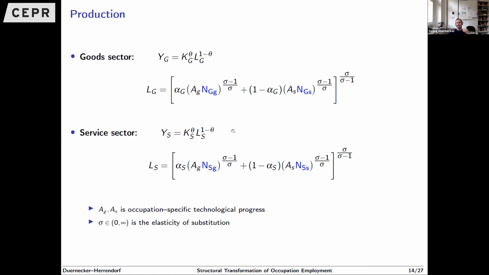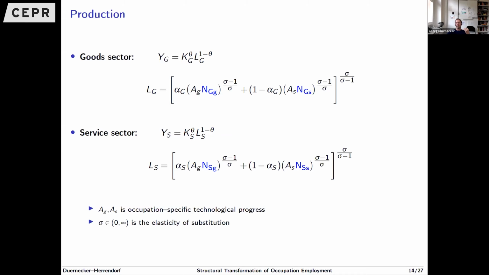And we say that production in each of the consumption sectors is Cobb-Douglas, with capital and with labor. And labor here is not raw labor, but it's a composite of both types of occupations. So the N here is the occupational labor input into the production of output. So for example, NGS is the amount of service occupations that are employed in the goods sector. So the capital letter in the subscript denotes the sector, and the lowercase letter denotes the occupation.